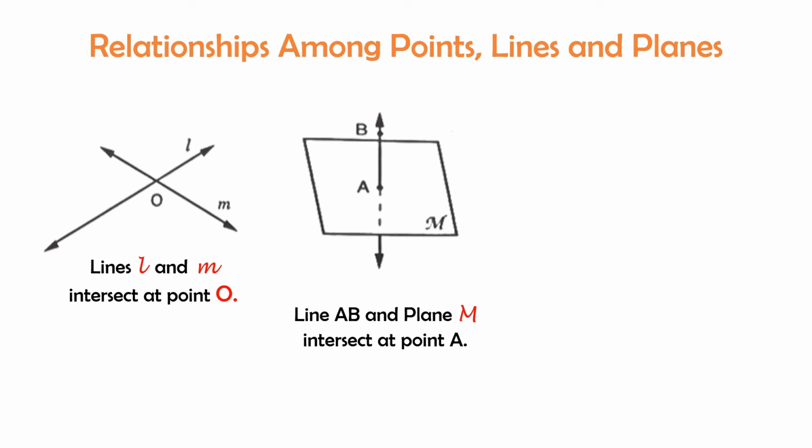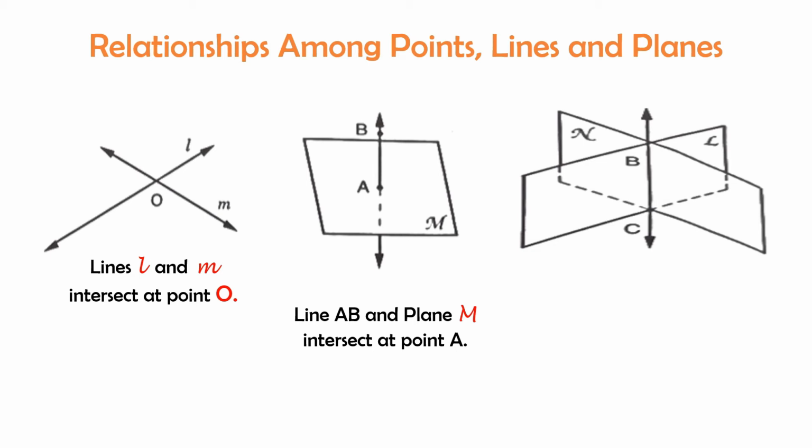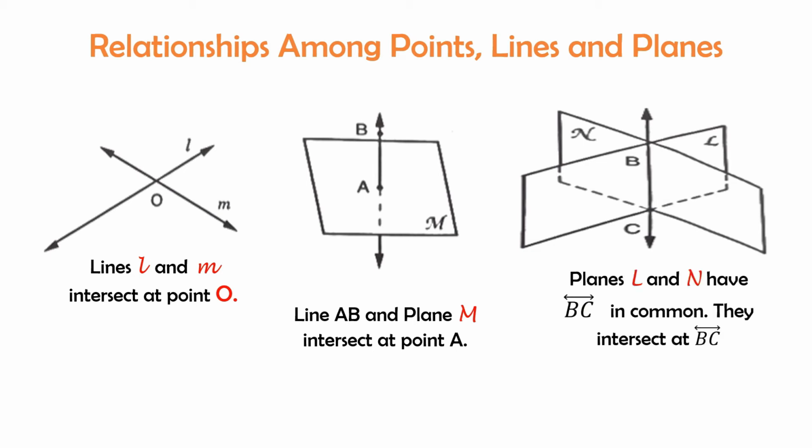The last figure shows planes L and N. The points that lie on line BC are their common points. Therefore, the intersection of plane L and plane N is the line BC. From here, the intersection of two planes is a line.